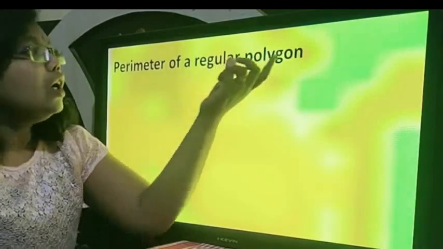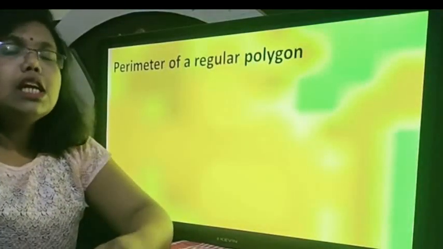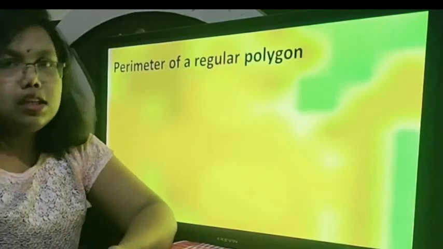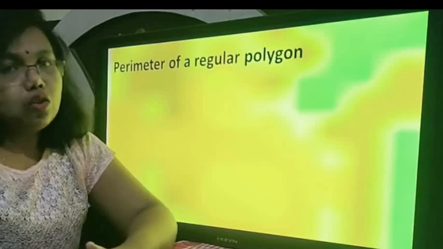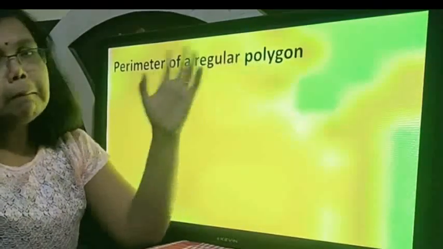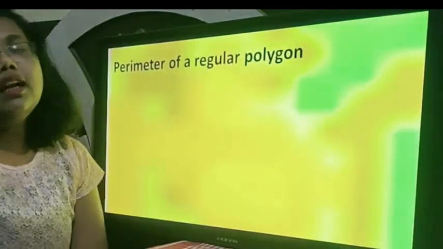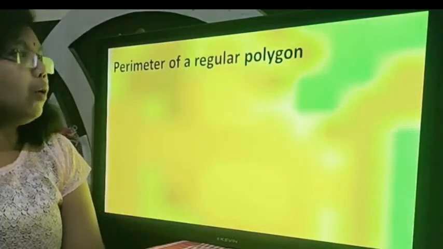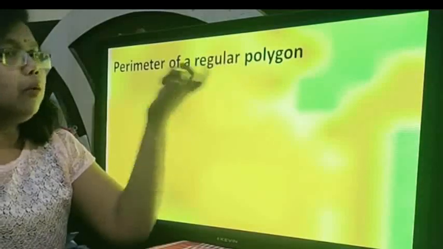So that is regular. A polygon, the word polygon means there are multiple sides. There can be three or more than three sides. A two-sided polygon is not a possibility. So 3 plus sides is a polygon. All the figures which have 3 and more than 3 sides are polygons. Now perimeter of a regular polygon.